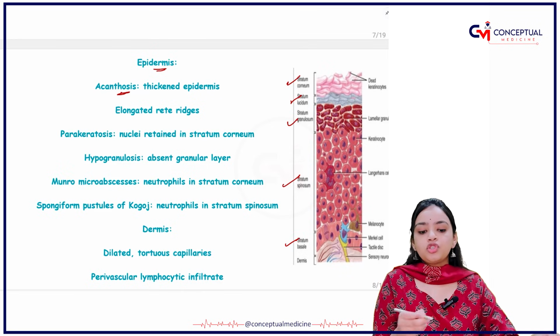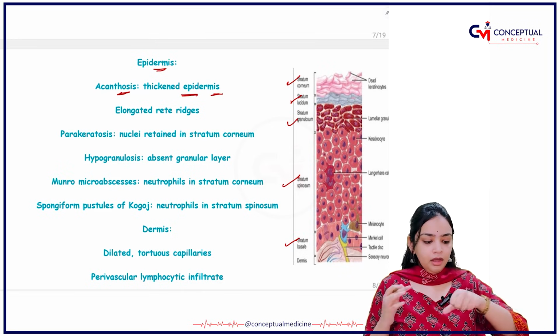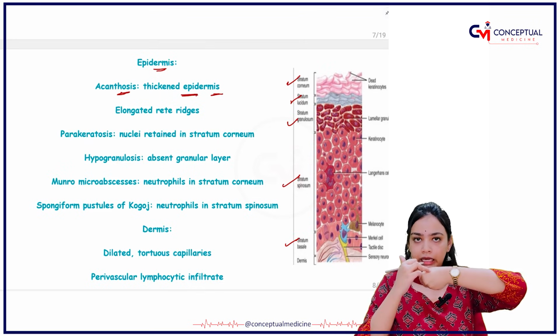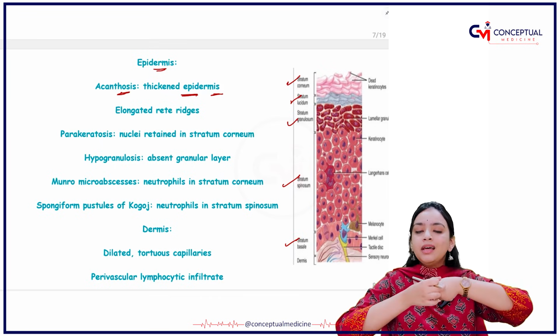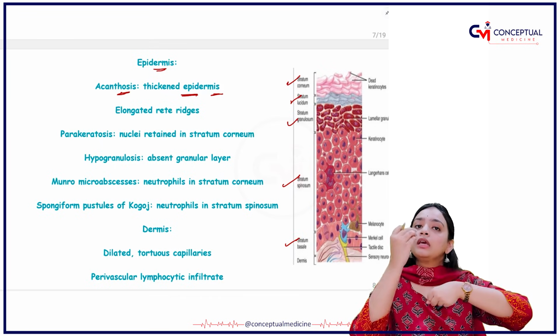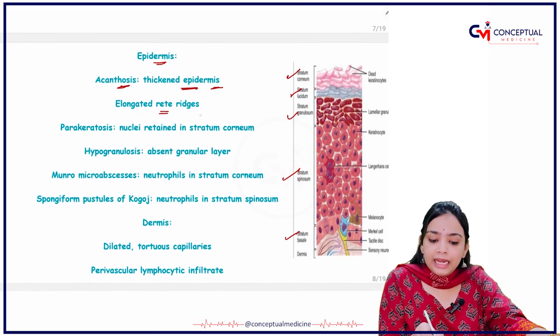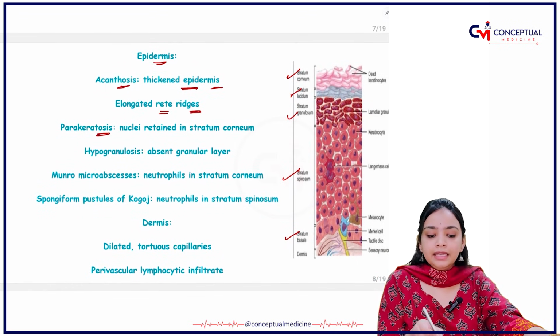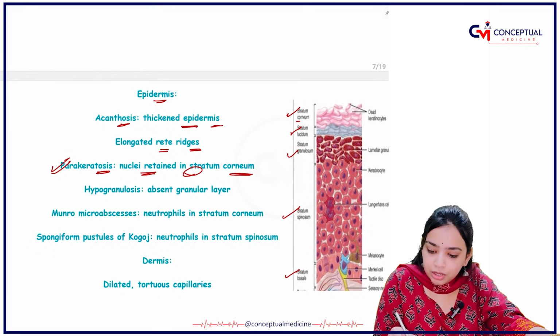There is acanthosis, meaning there will be a thickening of the epidermis layer. Like this is my area where I have psoriasis. So the epidermis, the skin of this area will be thickened and you will be able to appreciate that. They can be elongated ridges like in the cases of parakeratosis, nuclei retained in the stratum corneum. See, this is the layer of stratum corneum.